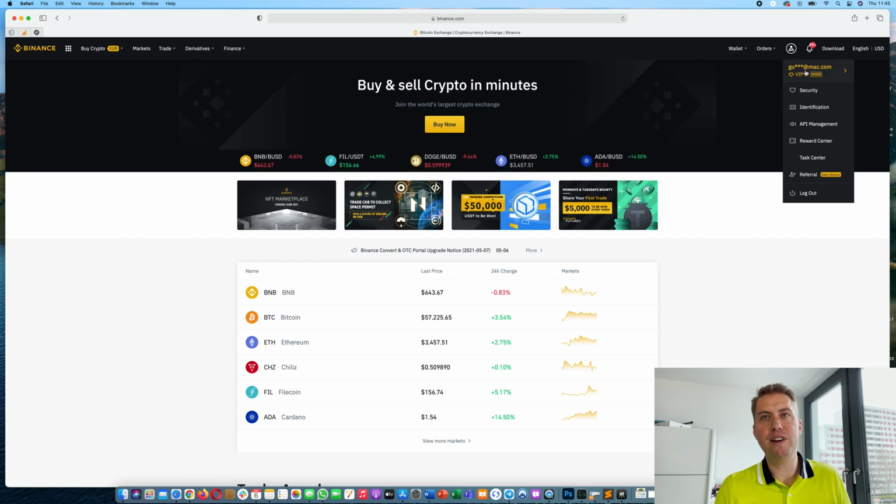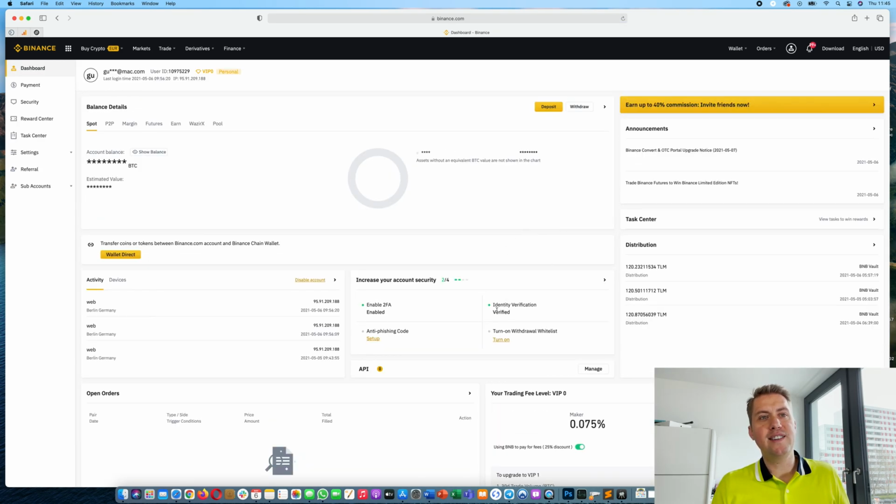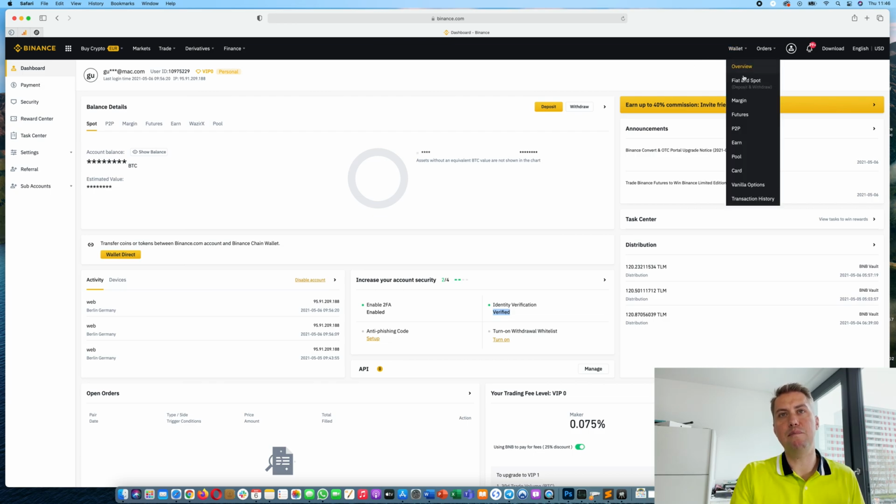In order to verify your identity, you just click here, and then you can see here I'm already verified. However, if I wouldn't be verified, there would be a link that you can click, and then you can upload your ID card or a passport, and then you will get verified. And that usually just takes a few seconds, if the quality of the picture of the passport or of your identity card is good.